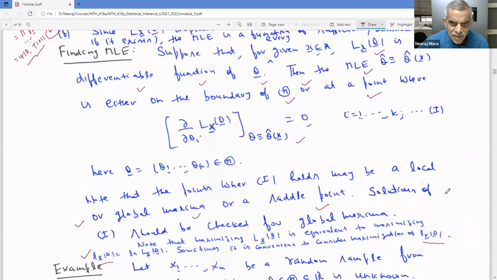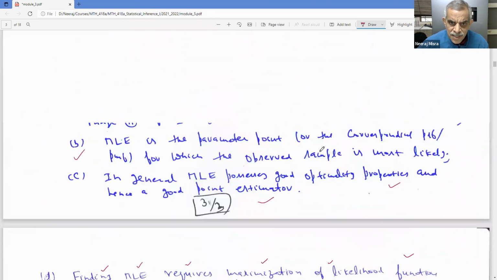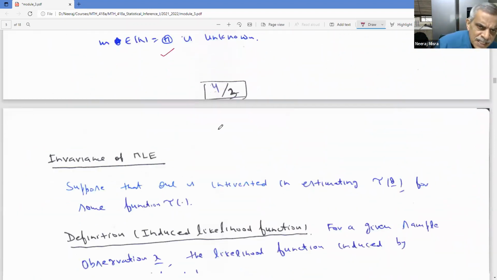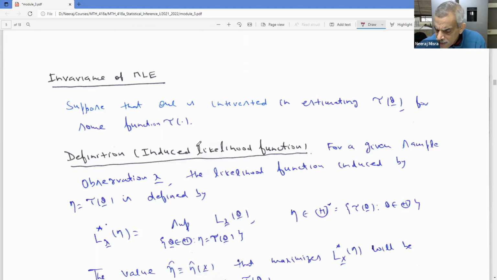One situation is where you have more than one parameter. Now let's talk about invariance of MLE. What we have done so far is get the MLE of the parameters associated with the PDF. But sometimes I may be interested in some function of a parameter associated with the PDF. How do you do that? Can I say that if theta hat is the MLE of theta, then tau(theta hat) would be the MLE of tau(theta)? That is what our intuition suggests.